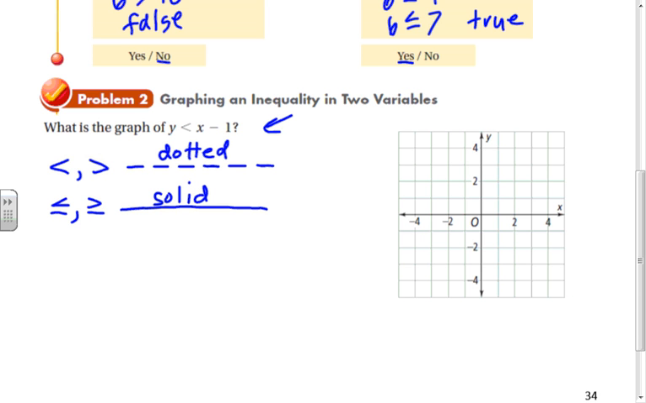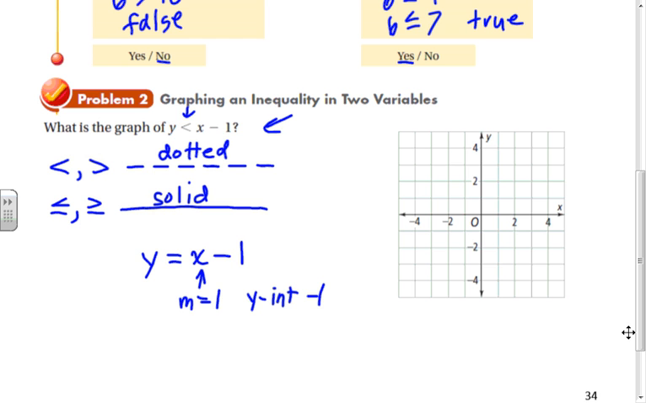So the first thing we want to do is just think about the related equation to this, which is y equals x minus 1. That's going to be the boundary line. Since our sign is less than, we're going to make a dotted boundary line. And we're just going to graph that, knowing that this is in slope-intercept form. Our slope is 1 because it's 1 times x, and our y-intercept is -1.